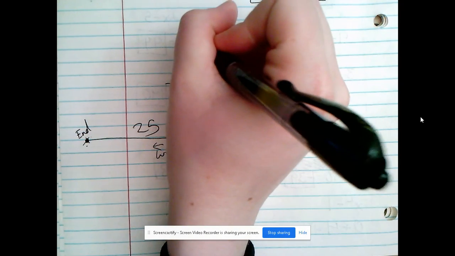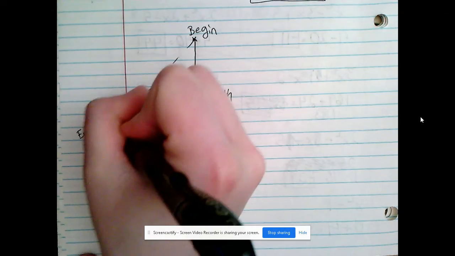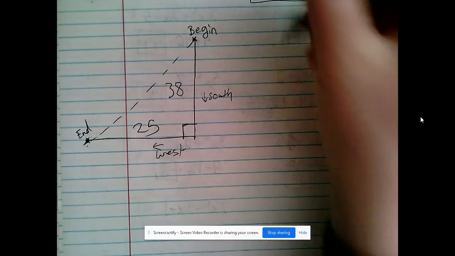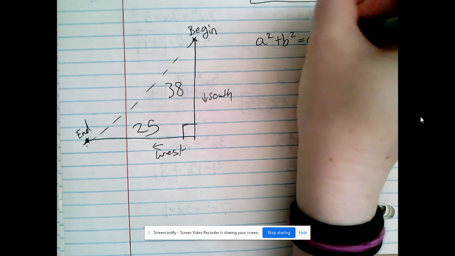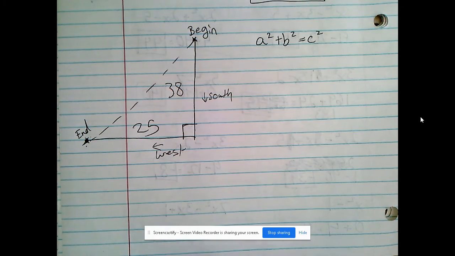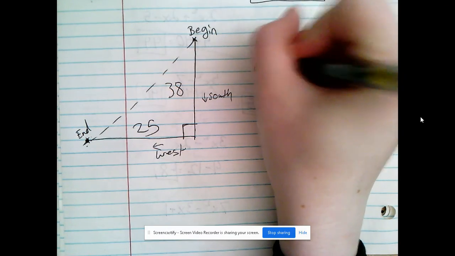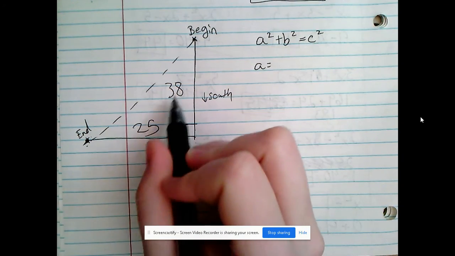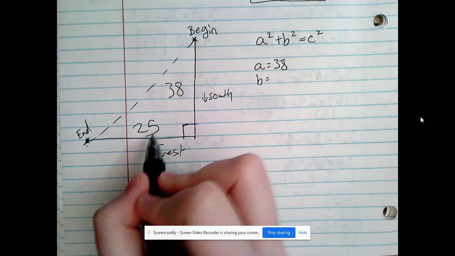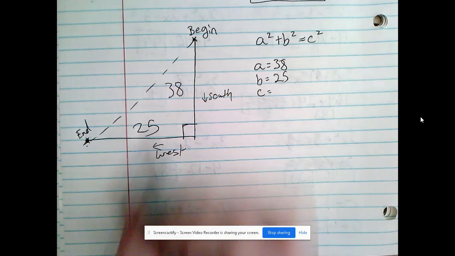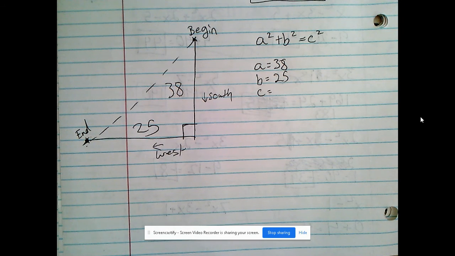Okay, so what's the most helpful way to do that? We're going to find the length of the hypotenuse. So in this case, we're going to use the Pythagorean theorem, a squared plus b squared equals c squared. So let's identify our a, b, and c first. Let's mark a as 38, our b as our other leg, which is 25. And then we don't know what our c is, and that's what we're solving for.